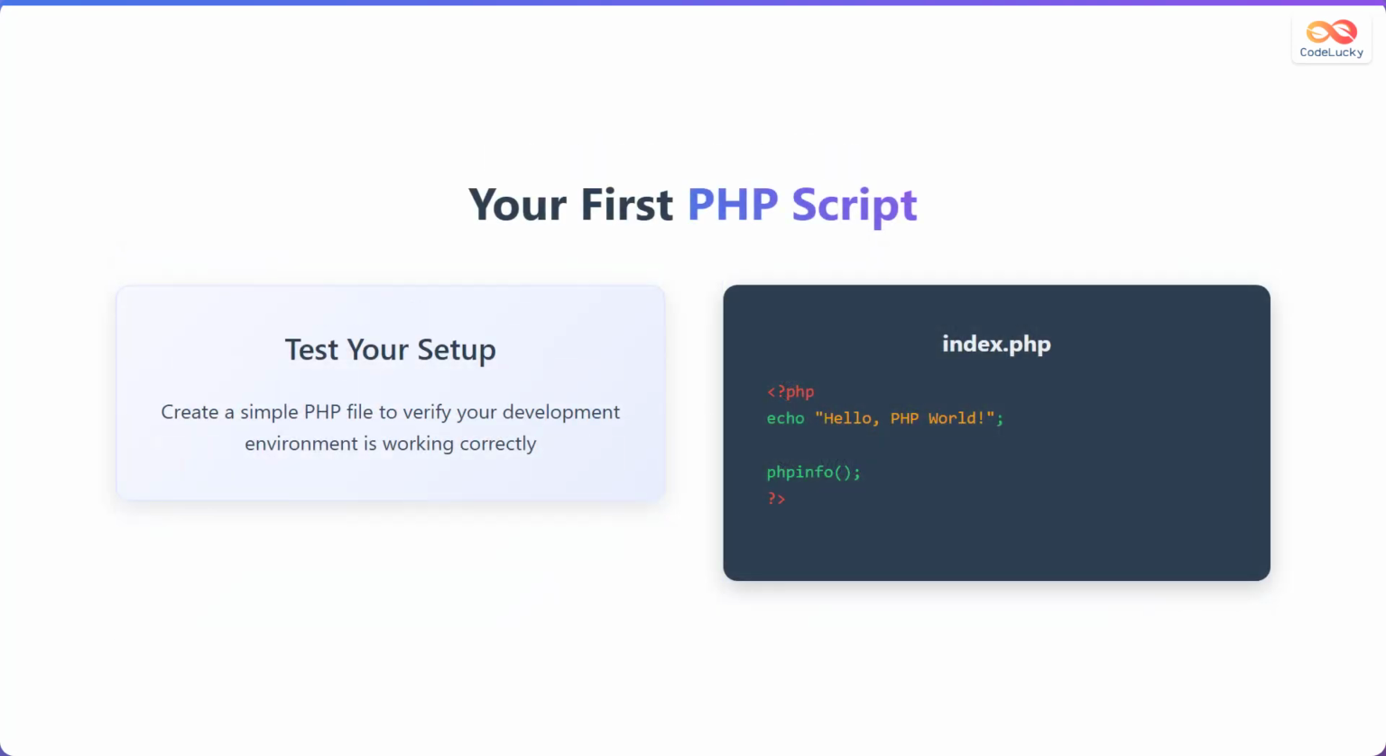Let's test your setup. Create a simple PHP file to verify your development environment is working correctly. Create a file called index.php, then type the following code. Start with an opening PHP tag, then type echo "Hello, PHP world", then type a semicolon, and then a closing PHP tag.